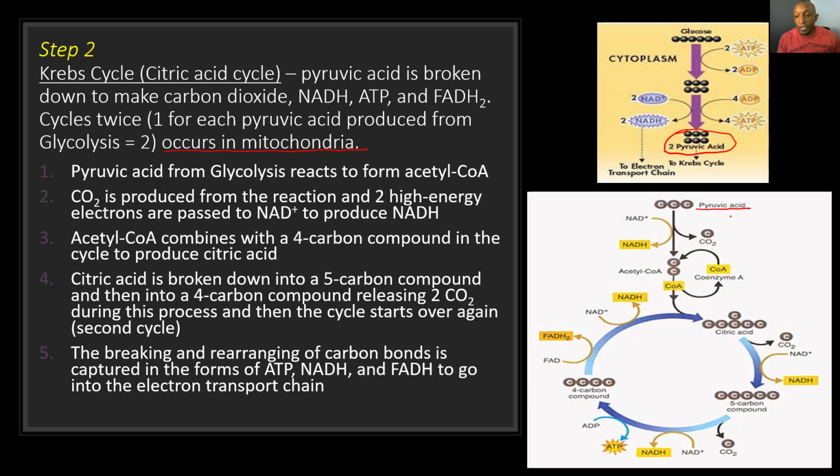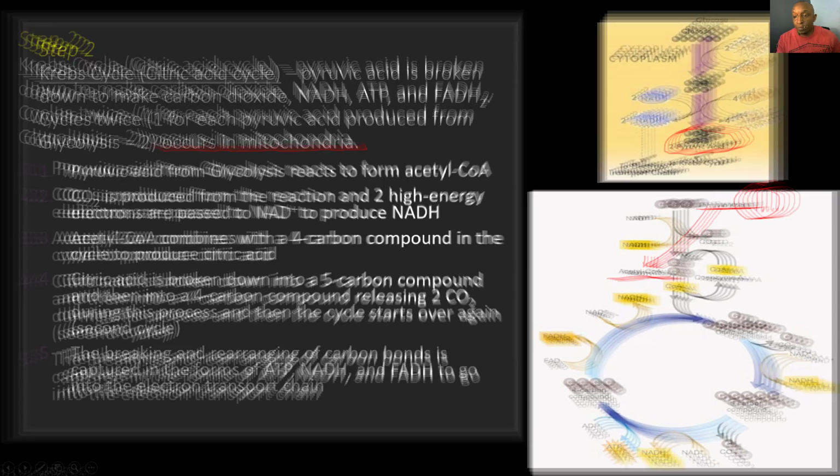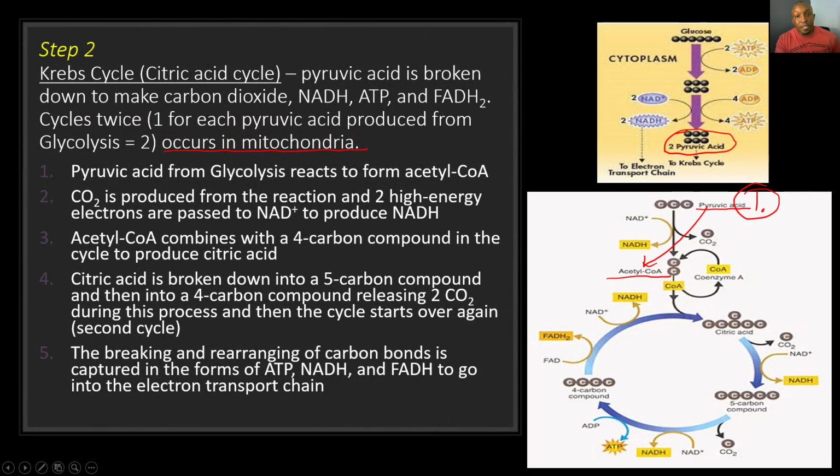So here's that pyruvic acid right here, and it reacts to form acetyl-CoA right here. So that's the first step of the Krebs cycle. In the second step of the Krebs cycle, carbon dioxide is produced from the reaction and 2 high energy electrons are passed to NAD+ to produce NADH.